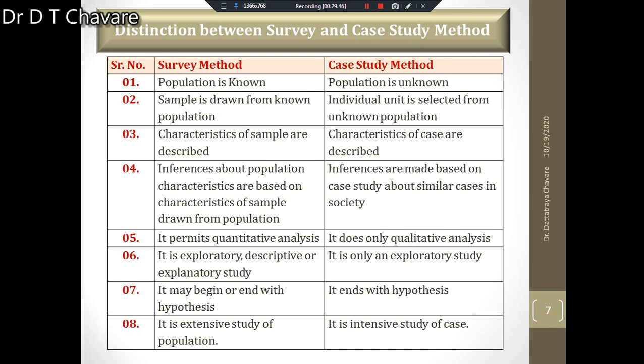And the last difference we have to study here. Survey method is extensive study of population. What is it? Extensive study of population. But case study method is intensive study of the case. Don't forget it. In this way, with the help of these 8 points, we can explain the distinction between survey and case study method.